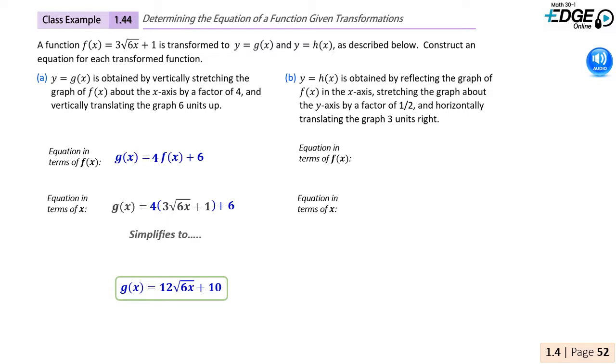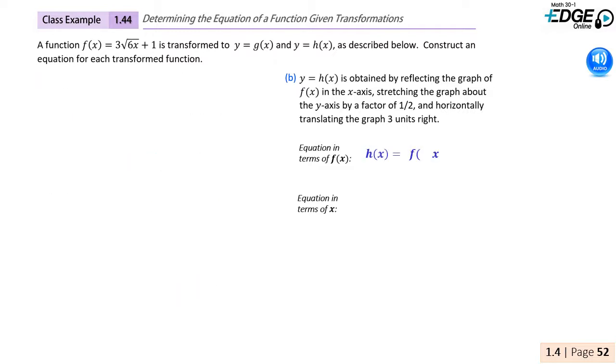The second part of class example 1.44 becomes a little bit more complicated because now we will work with vertical transformations and horizontal transformations at the same time. Here, we have a reflection in the x-axis. That's a vertical reflection. We have a stretch about the y-axis, which is a horizontal stretch, by a factor of 1/2, and then we translate 3 right.